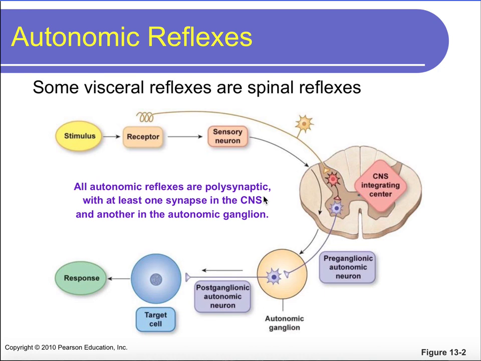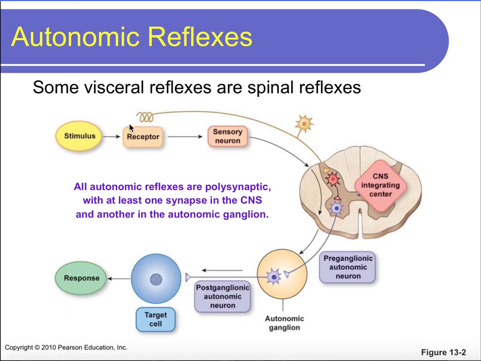In this example, we have a stimulus activating a receptor, and the sensory neuron is bringing that information into the spinal cord. It is synapsing onto an interneuron, which is synapsing onto the efferent division. And in this case, we have a preganglionic neuron synapsing then onto a postganglionic neuron, and finally we get to our target cell. So this is an autonomic reflex because it's not going to skeletal muscle fibers, so it's going to something else other than skeletal muscle, so it's going to be autonomic. It is also a spinal reflex, and in this case there are 1, 2, 3 synapses, so this is a polysynaptic reflex.